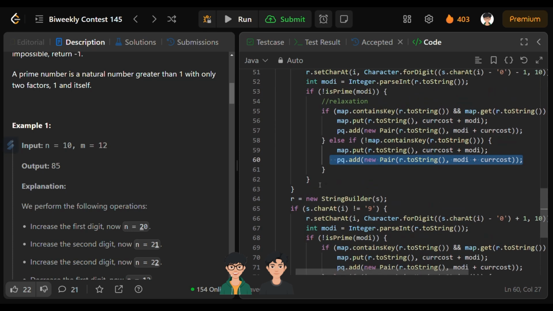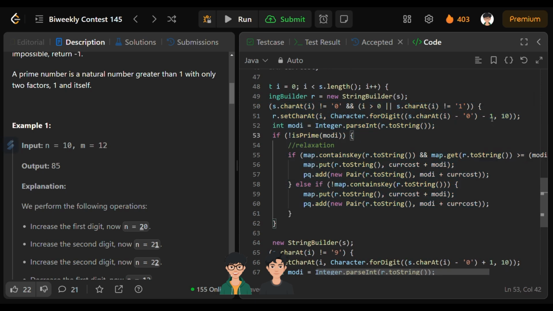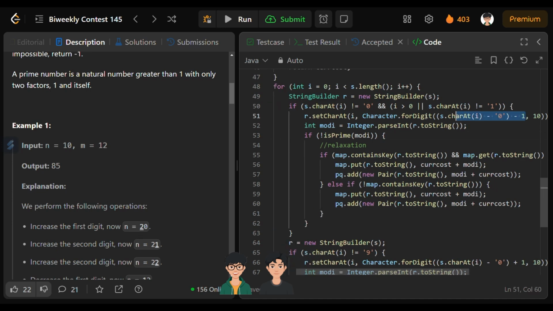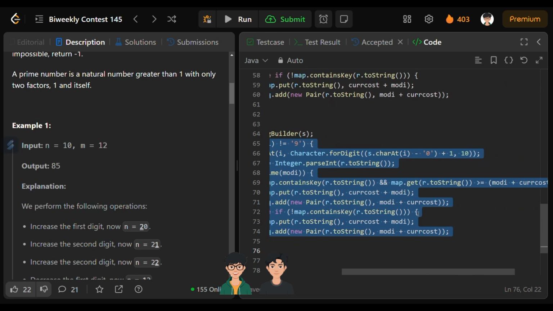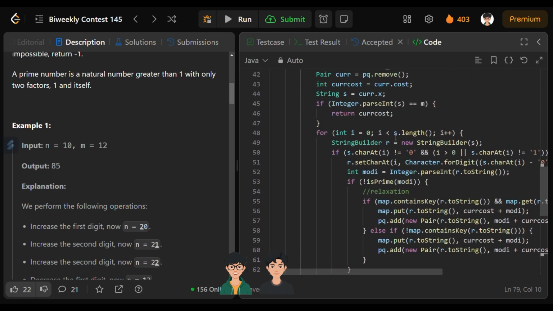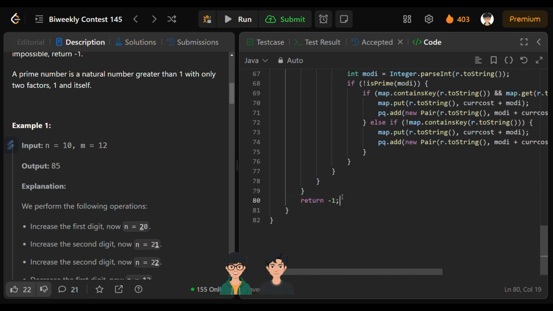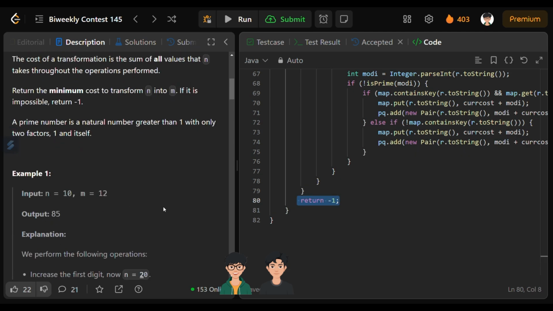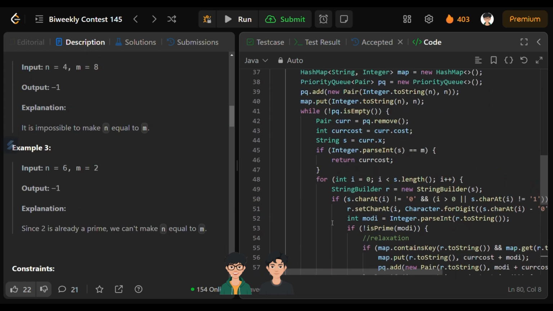Here we have done it for decreasing a digit, and now the same thing we will do for increasing it. So we have increased it, and at last, if we don't meet this condition and don't reach m anywhere, we return -1, which signifies that we can't reach from n to m, because there are prime numbers in every path. So this will be the solution.